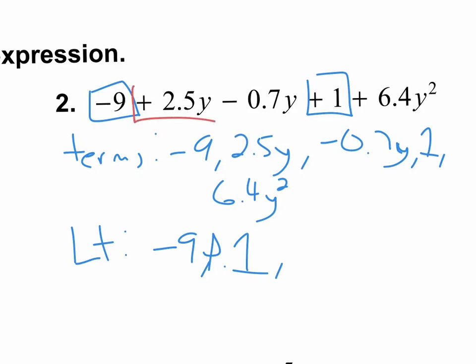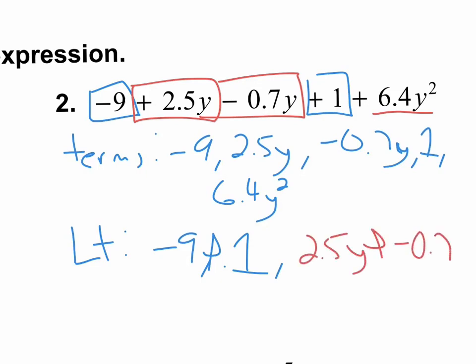Then, moving on, I have a positive 2.5y and a negative 0.7y. I also have a positive 6.4y squared, but it is not a like term to those other two because, yes, the variable is the same, but the y is to the second power, while these two have y to the first. So 2.5y and negative 0.7y go together. Lastly, we go to the next term that's not circled, 6.4y squared, but there are no other terms that go with it, so it does not have any like terms.